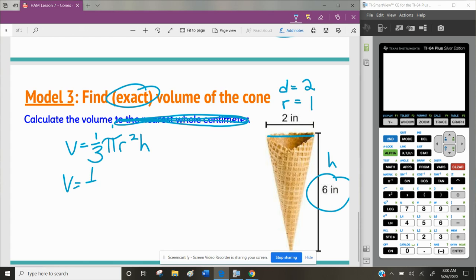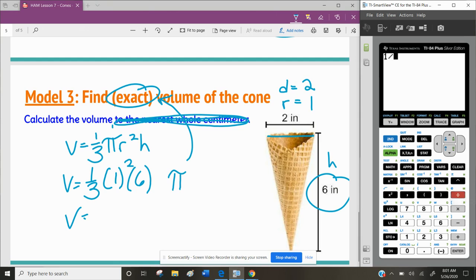So since we're going to find the exact, we're not going to push pi in our calculation. That's just going to be part of our answer. I'm going to move it over here. So our r squared is 1 squared. Our h is 6. And remember, pi is not going to be pressed because we want the exact. So V equals 1/3 times 1 squared, which is 1, times 6. And that's going to be 2 pi inches cubed.